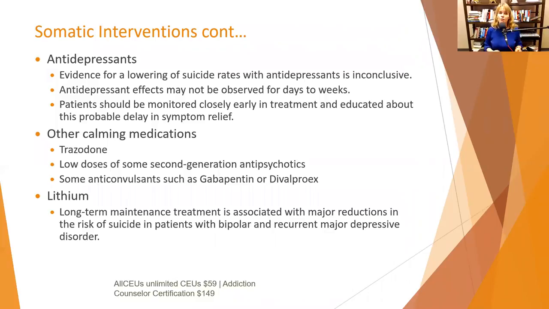Some docs will prescribe something that's a little shorter acting while the SSRIs are kicking in. I've seen Klonopin prescribed a lot, not so much Valium and Xanax, more Klonopin than those two, and I've seen buspirone prescribed a fair amount as well. Other calming medications include trazodone, low doses of some second-generation antipsychotics, and some anticonvulsants such as gabapentin. Lithium has a lot of side effects, but in some cases, it may be the only option.